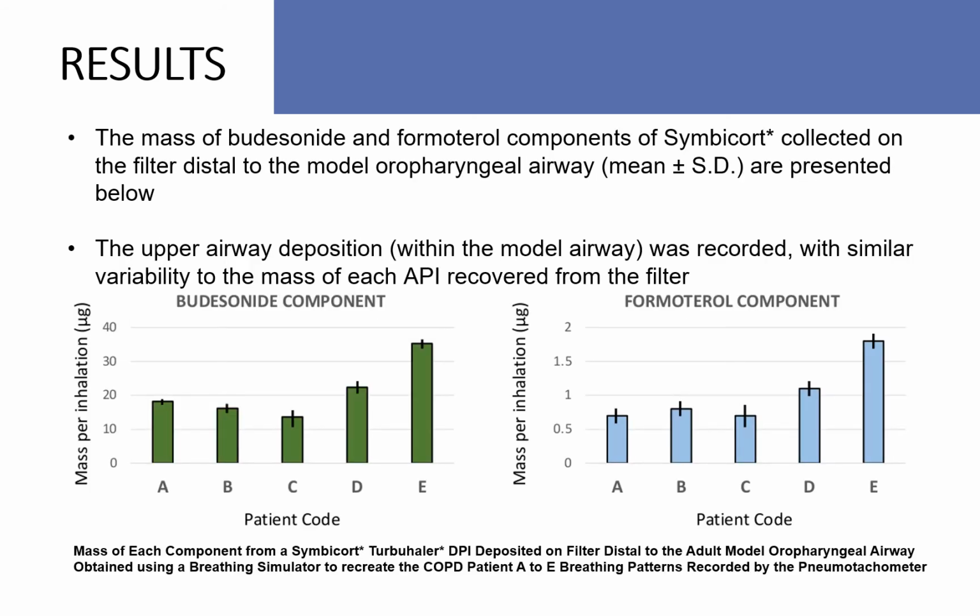The masses of the budesonide and formoterol components of Symbicort collected on the filter distal to the model are presented below. The upper airway deposition within the model was recorded with similar variability to the mass of the APIs recovered from the filter.